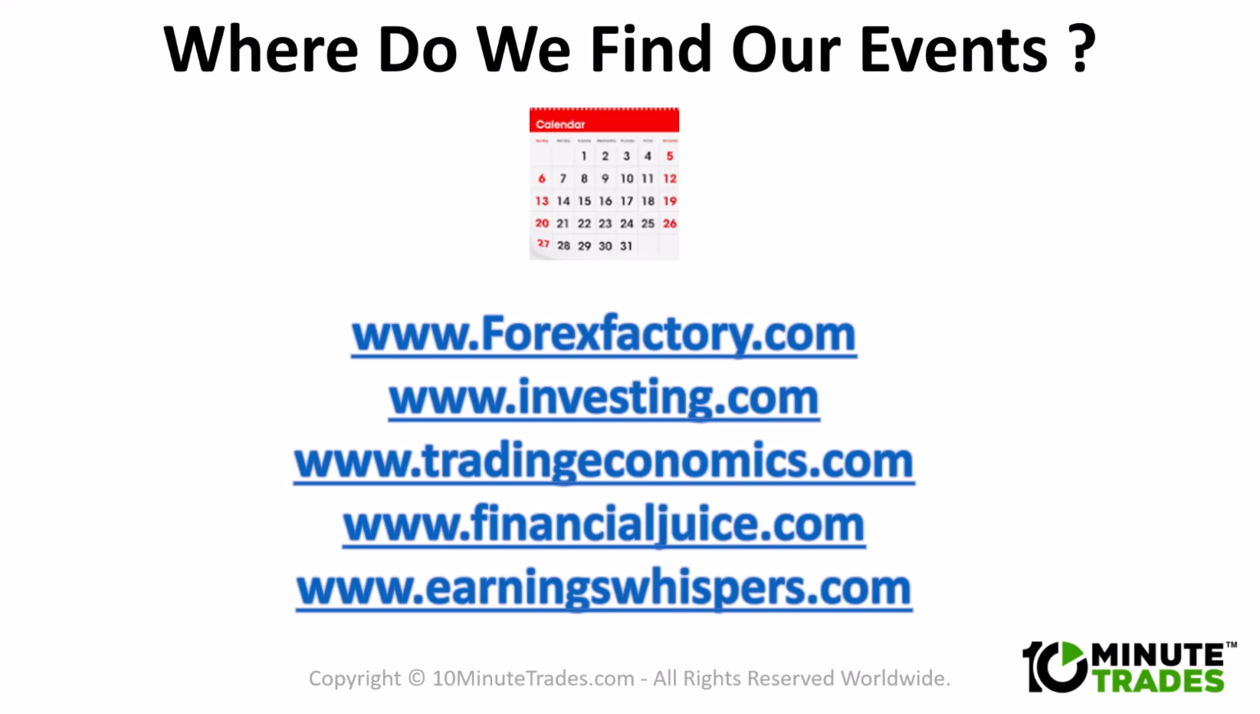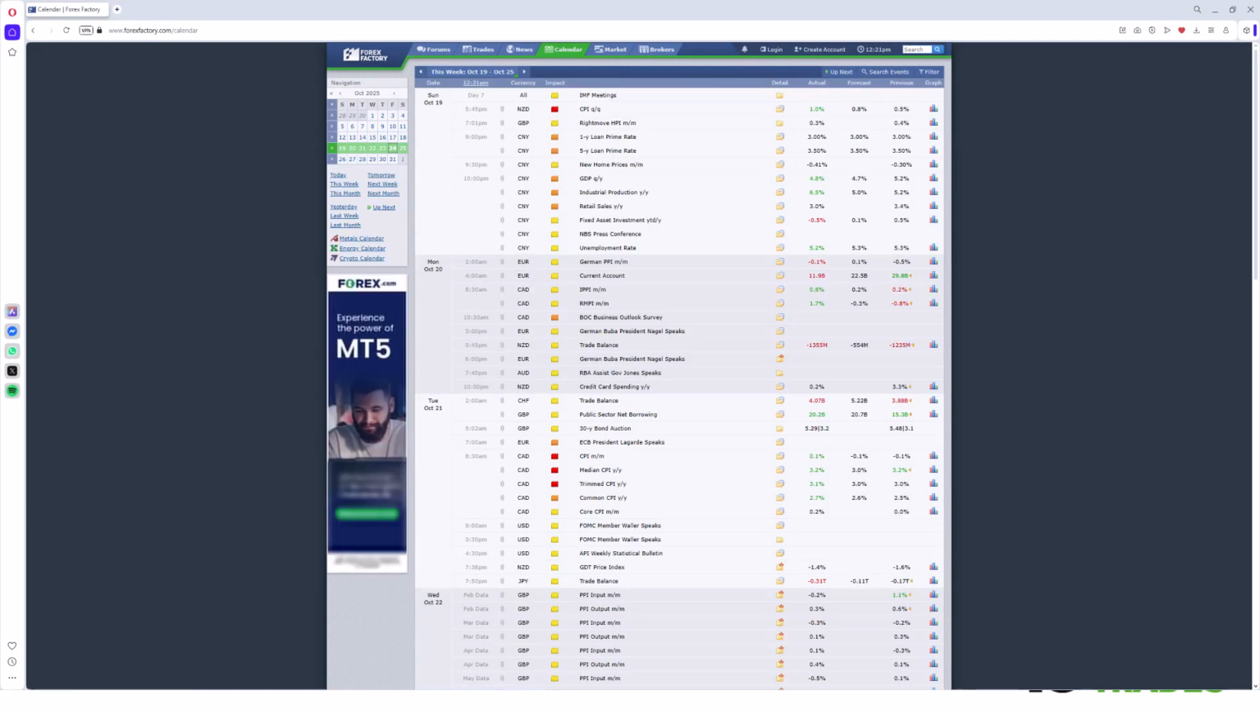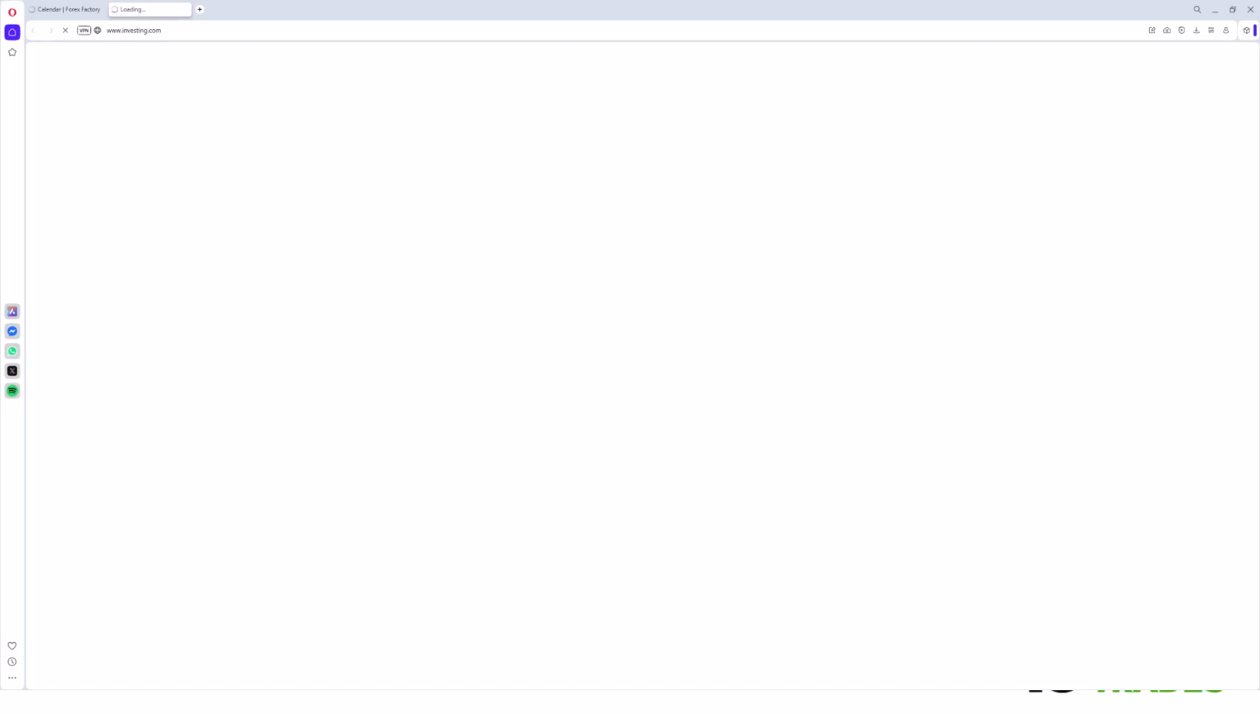Where do we find the events that we're going to trade? There are lots of free calendars available. We use forexfactory.com, one of the most important places we go to. Click on calendar, and you get a full week's worth of events. Red are the most impactful, orange next, and then yellow are a little bit quieter. So that's one place we find trades.